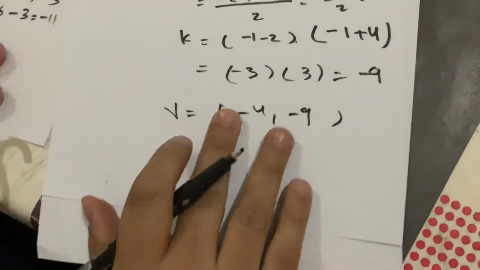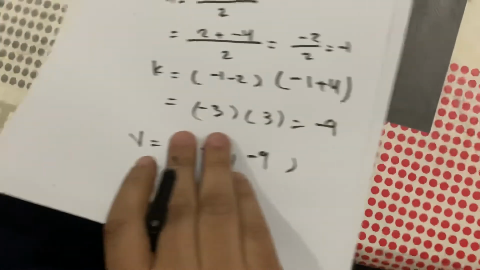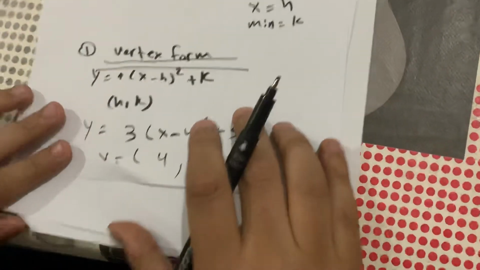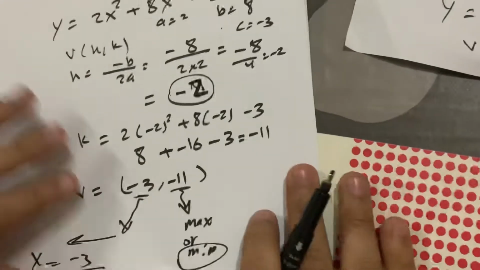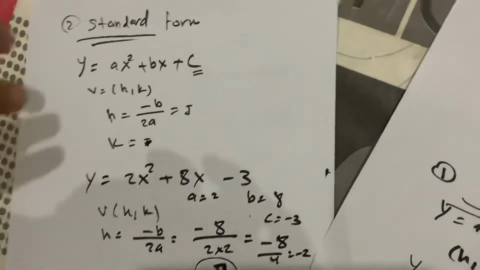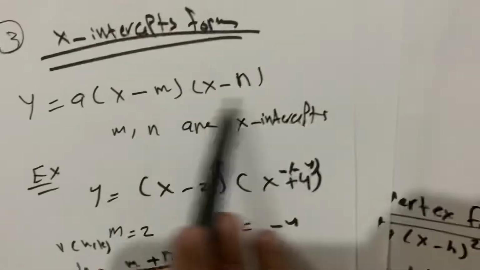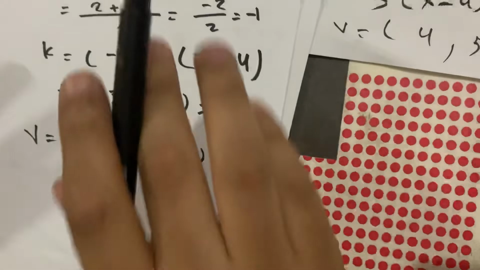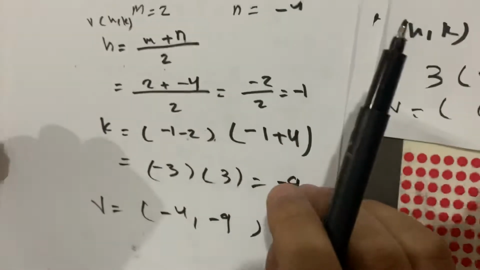That's it. So we can find the vertex in the forms of the quadratic function. First form, vertex form: the vertex is clear. Standard form: the x coordinate equals negative b over 2a. After finding the value, you have to substitute in the original equation to find k, the y coordinate of the quadratic function. Last form, x-intercepts form: I have to find h as m plus n over 2. After finding the value of h, also you are going to substitute in the original equation to find the value of k. وبكده اتعلمنا ازاي نجيب الفيرتكس from the forms of the quadratic function.